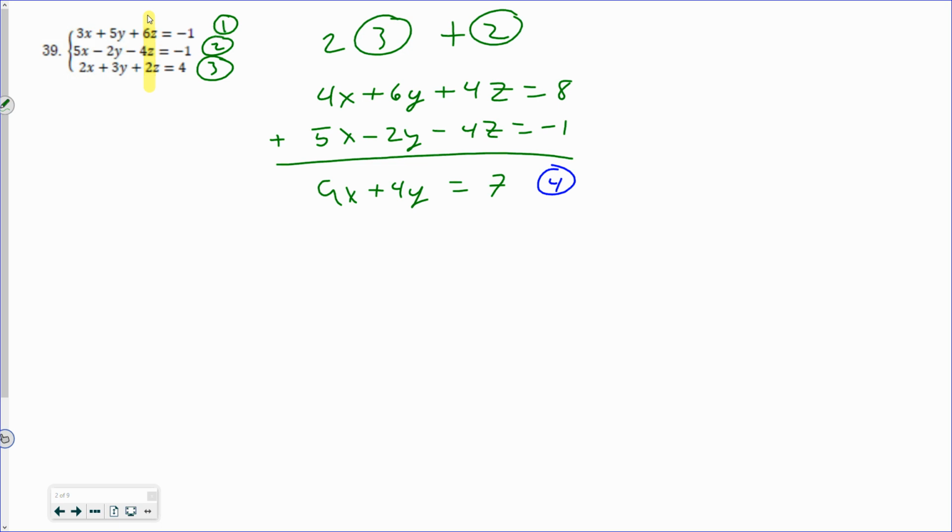And then I can use equation 3 again, because 2 is very easy to turn into a -6 to get rid of this 6z. So I can multiply equation 3 by a -3, add that to equation 1.